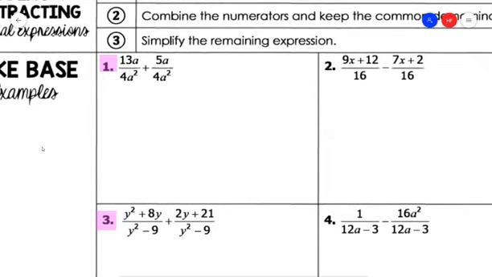So on number 1, we're looking for common denominators, and they both say 4a squared. So we're good to go on this one, and we'll just combine like terms, keeping the denominator the same. So 13a plus 5a, we can even write it like this so you can see every single step. And so that's 18a over 4a squared. And then we will simplify the fractions.